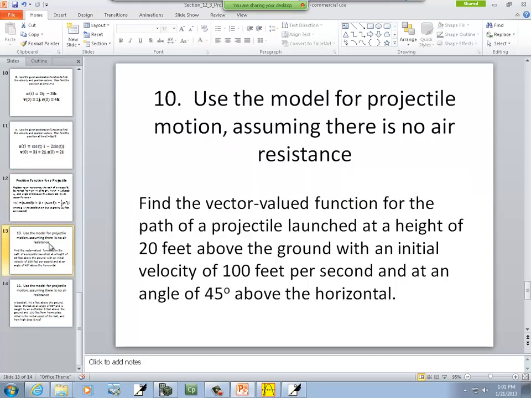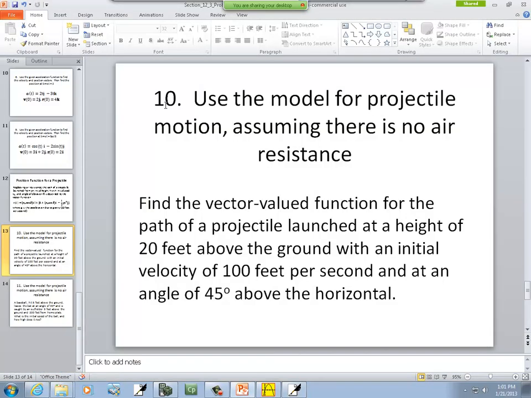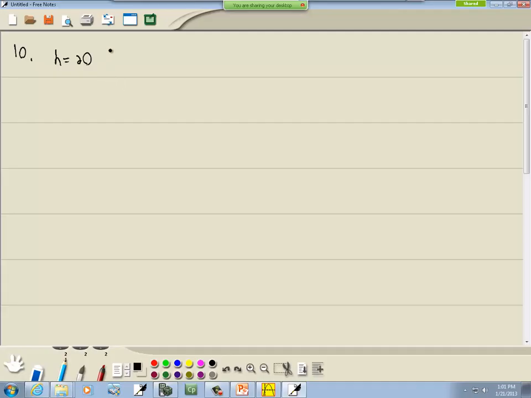So let's look at our first one here. It says, find a vector valued function for the path of a projectile launched at a height of 20 feet. So they're telling us our initial height is 20. So h is 20. Above the ground with initial velocity of 100 feet per second. So v0 is 100. This is 100 feet per second.